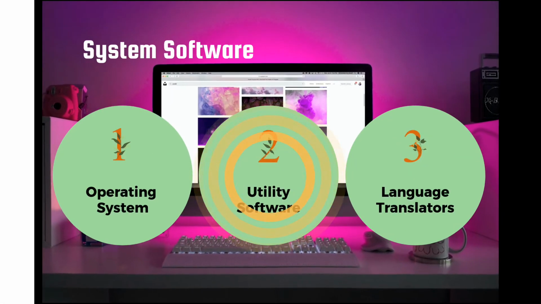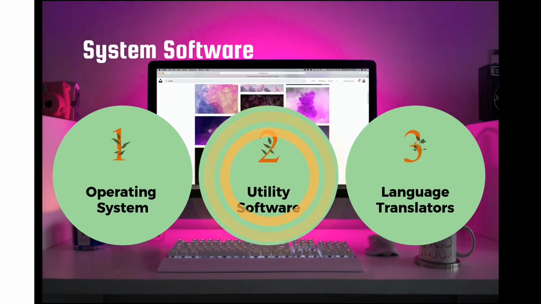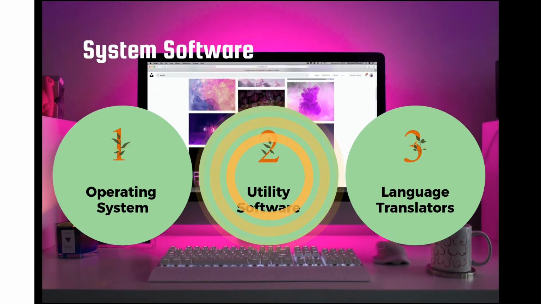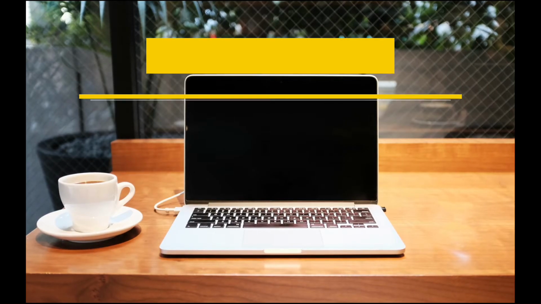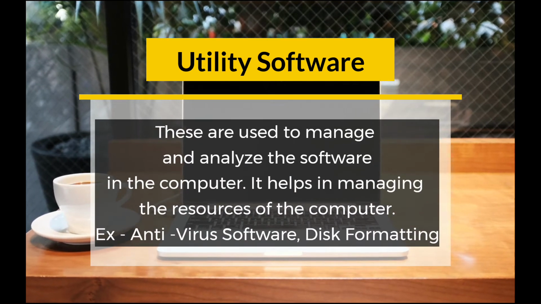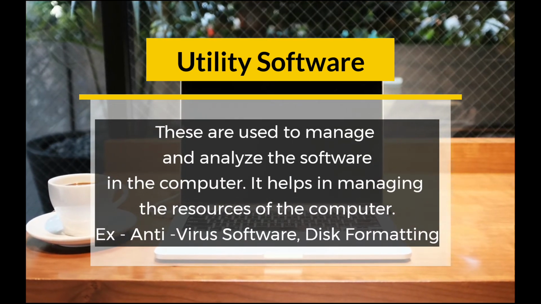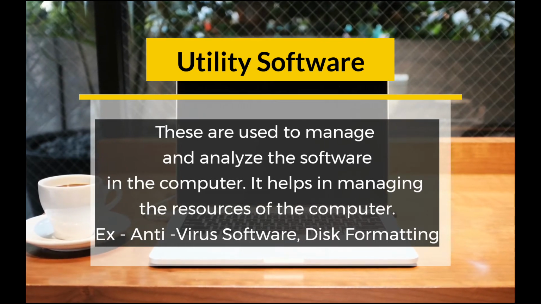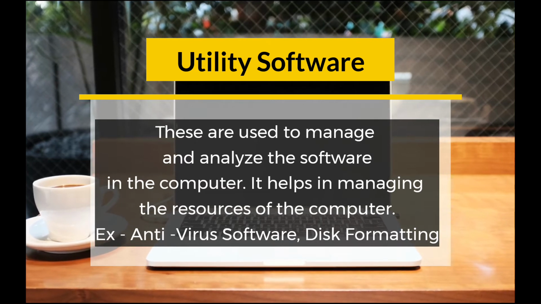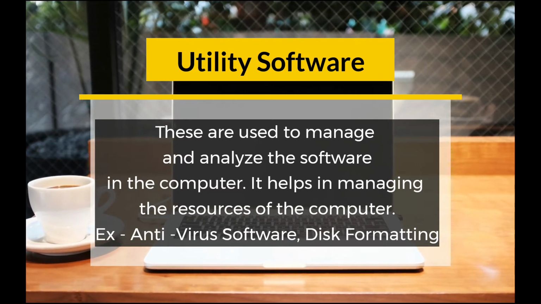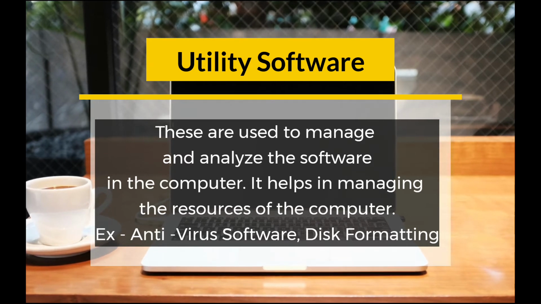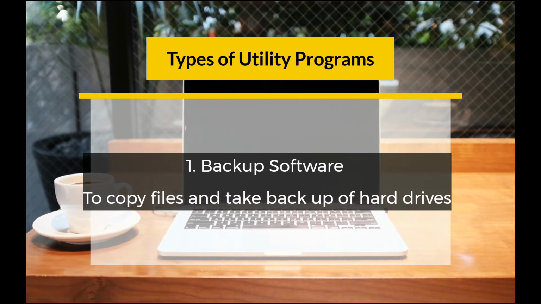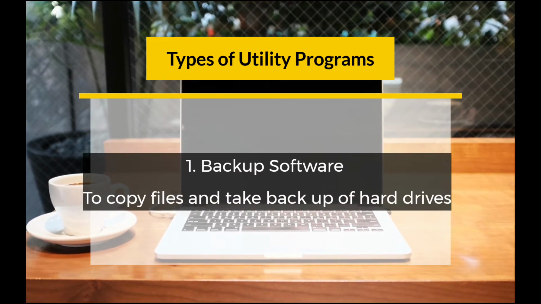It's time for us to learn the second category of system software, that is utility software. Utility software is used to manage and analyze the software in the computer, and also it helps in managing the resources of the computer. For examples, antivirus software and disk formatting. Let's learn about the types of utility programs.